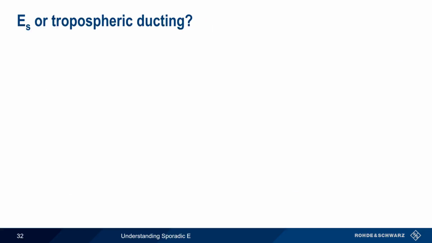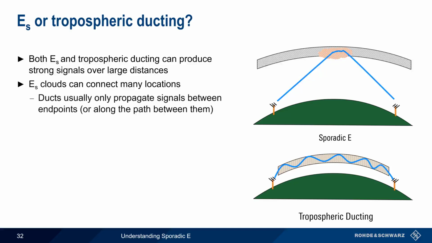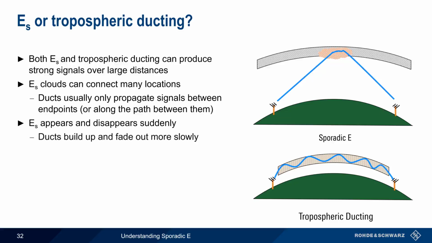Although they work in different ways, both tropospheric ducting and sporadic E can produce strong signals over large geographic areas, so it's helpful to understand how to differentiate between them. As we saw earlier, sporadic E clouds can connect many different locations, whereas in ducting, signals usually only propagate between endpoints, or sometimes along the path between them. Sporadic E tends to appear and disappear rather suddenly, but tropospheric ducts normally build up and fade out more slowly, and thus also tend to last longer than sporadic E clouds.